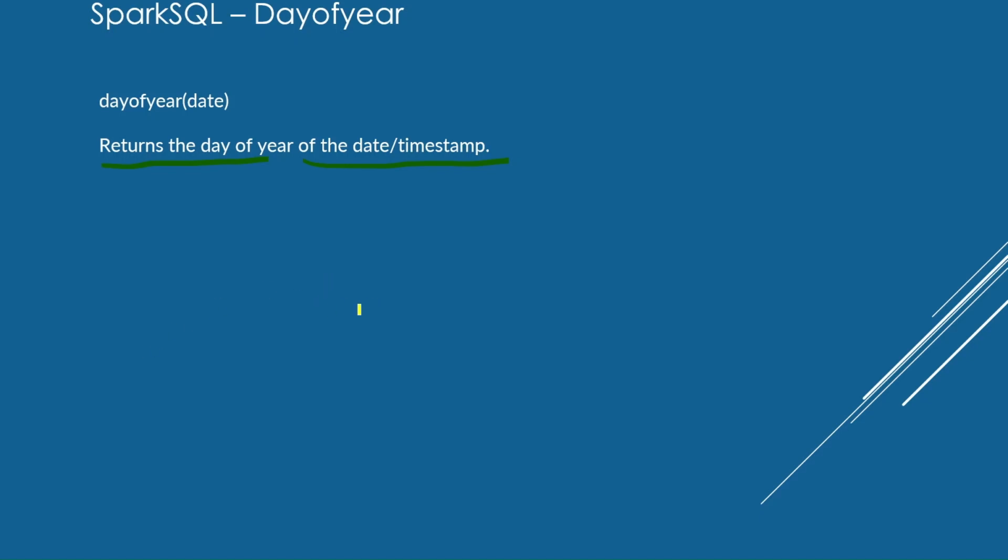So suppose this is the date, the 10th of January 2024. What would be the day of year here? The day is 10 because this is going to start from the beginning of the month. So this is the 10th day. That's why the day of year function is going to return 10.